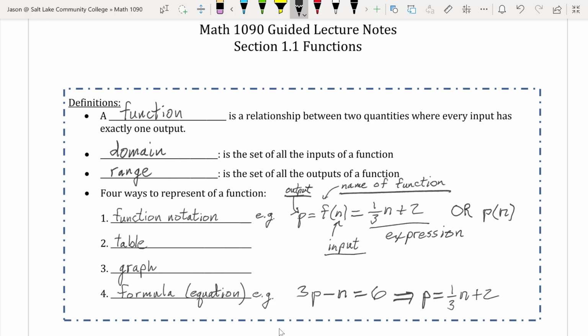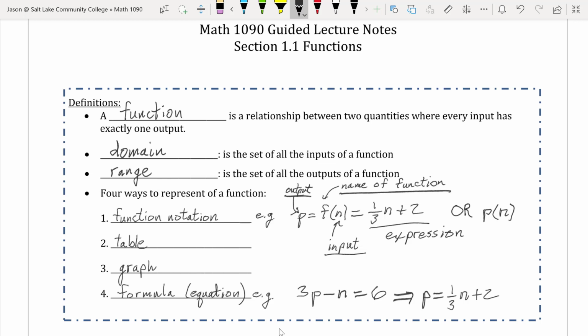So it's kind of interesting. We have three different names here. We have p and f and n. So f is the name of the function. n is the symbol or variable we use to represent input values, and p is the symbol or variable we use to represent output values.